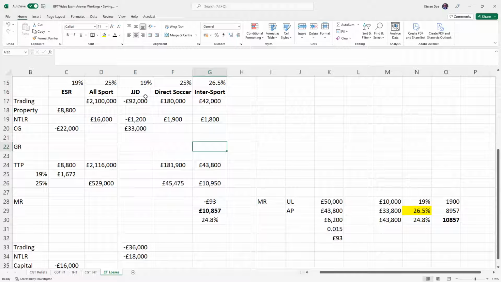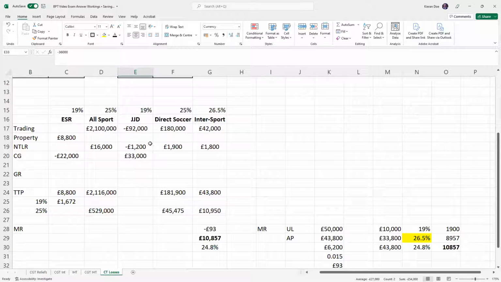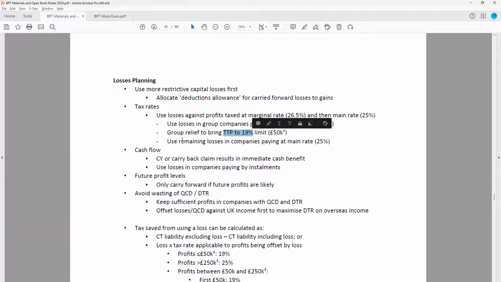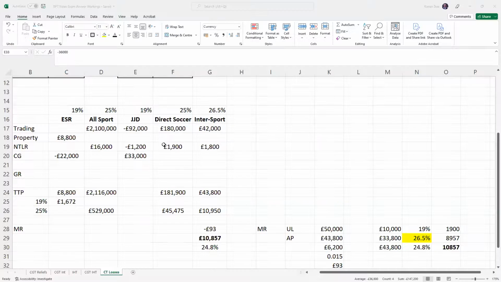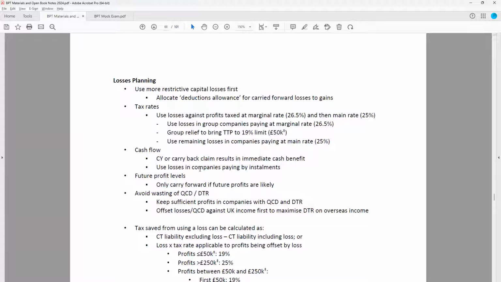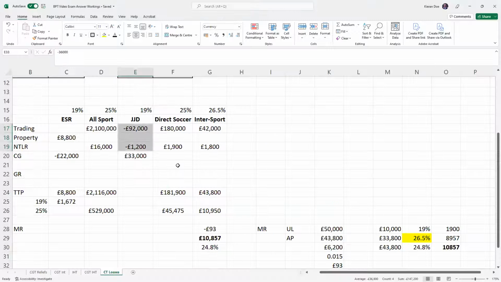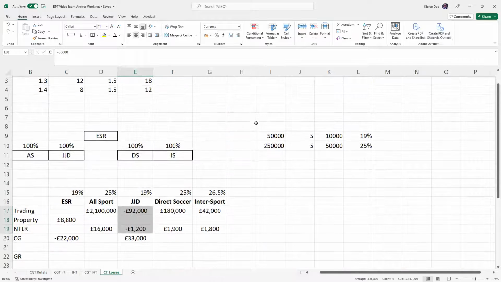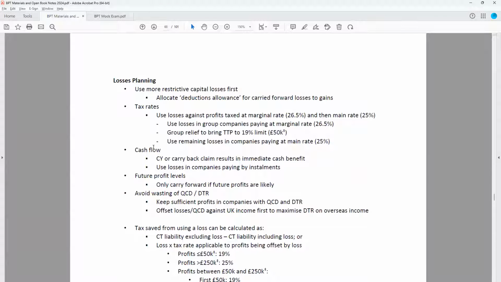And then we'd have the remaining, so there'll still be a loss remaining because there's a brought forward loss and the current year losses. As the brought forward and the current year losses, we would then want to be surrendering those to companies paying at the main rate. And therefore we can think about, would it go to Direct Soccer because they could take the rest of it, or should it go to All Sport? And then maybe we'll be thinking as well about who's paying tax earlier between the two. And that was also affected by the associates as well. So we'll come back to think about that.